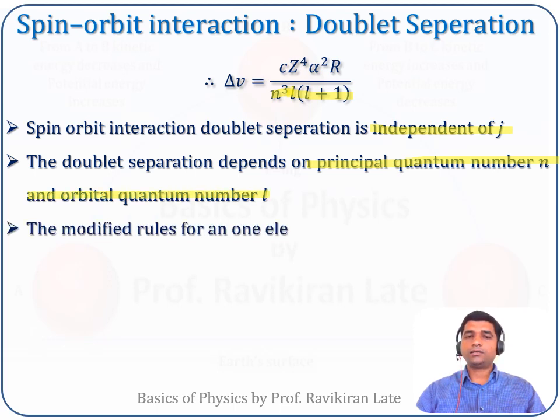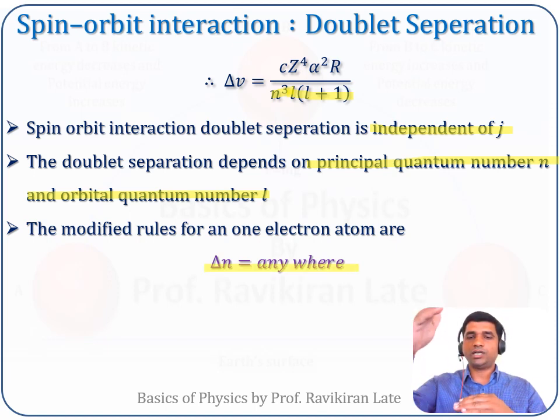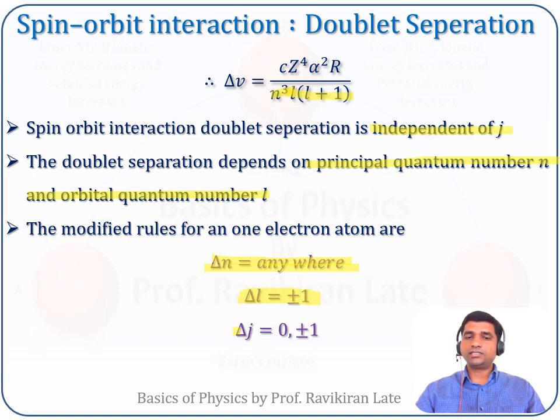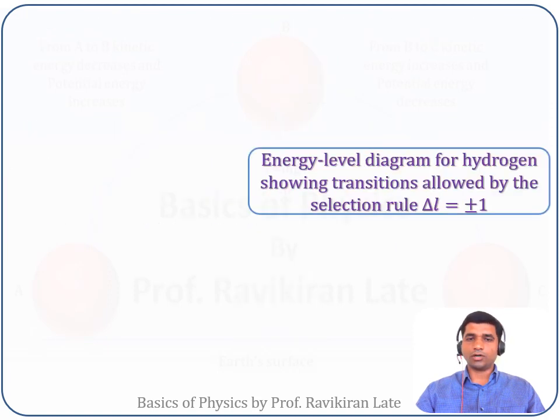And the modified rule for this one electron atom transitions is that delta n can take any value, meaning you can have a transition between n equal to 5 to n equal to 1 or n equal to 3 to n equal to 1. You can have any transition. There is no restriction on the principal quantum number, but there is a restriction on the quantum number L: delta L is equal to plus or minus 1, and delta J can take the values 0 and plus or minus 1. So these are the modified selection rules for a one electron atom.